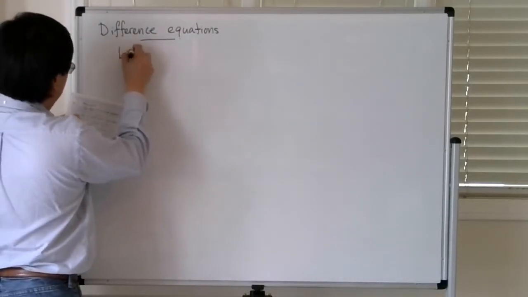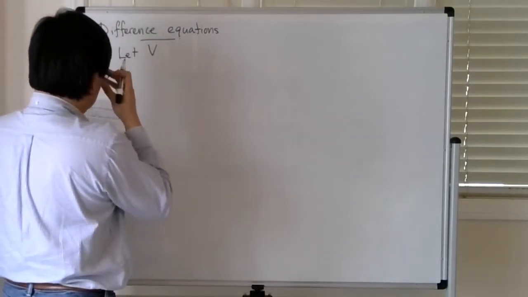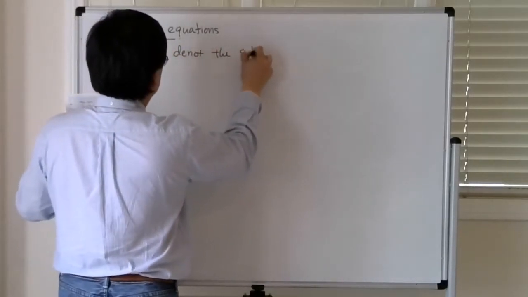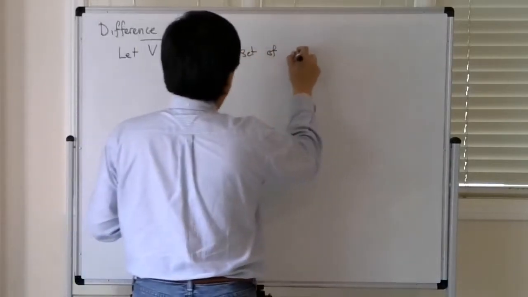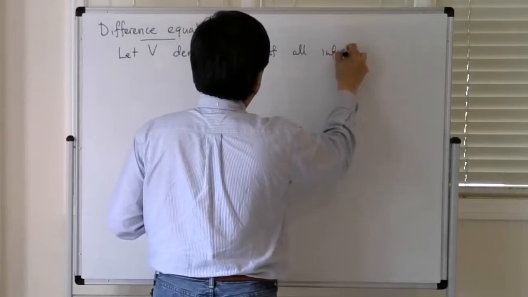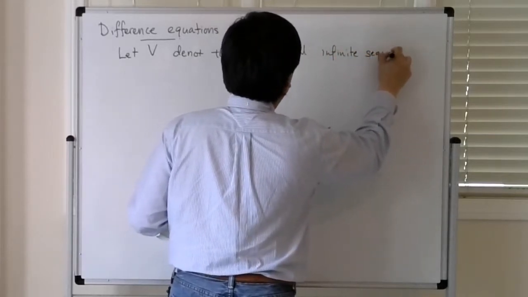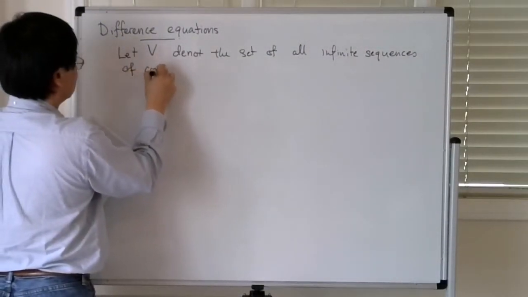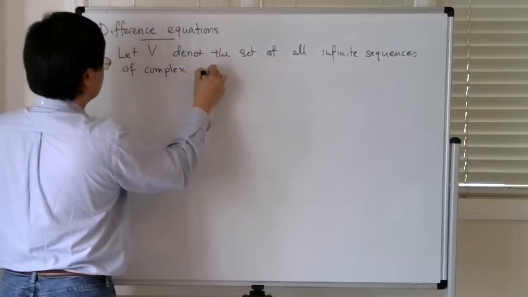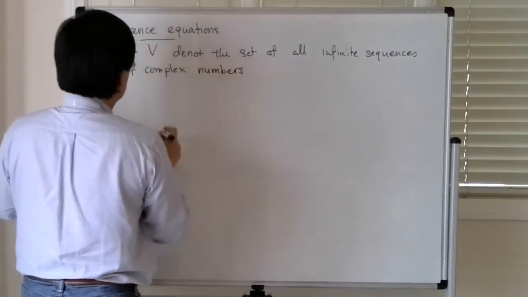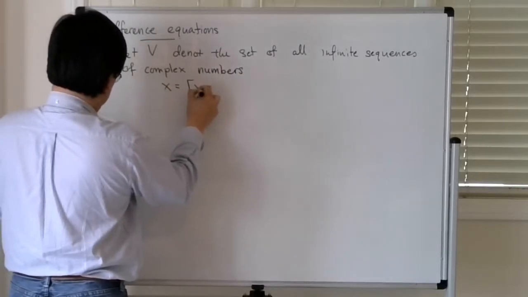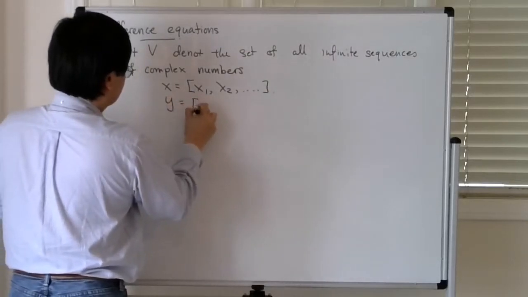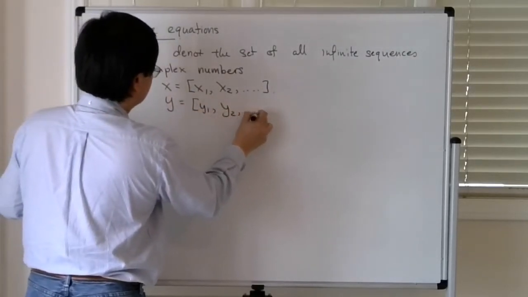So let's say that we have V, and let this denote the set of all infinite sequences of complex numbers. So let's say x is x1, x2, and so on, and y is y1, y2, and so on.